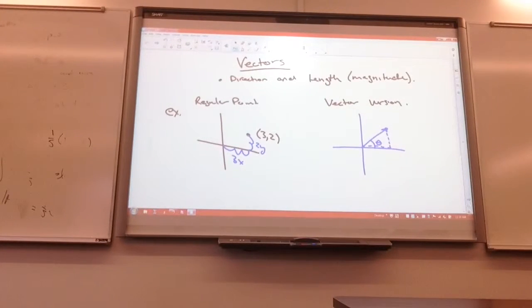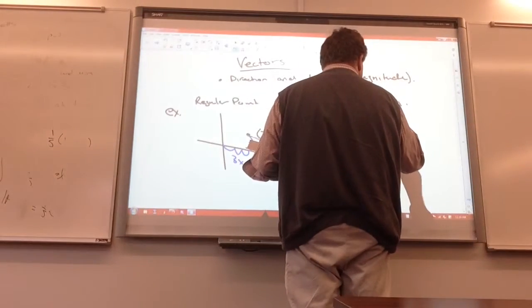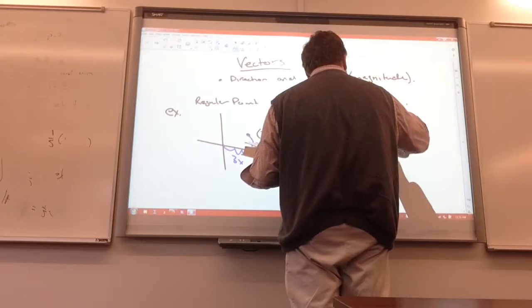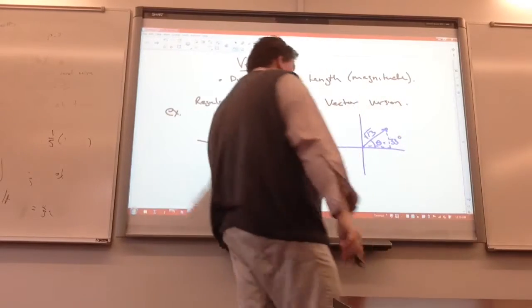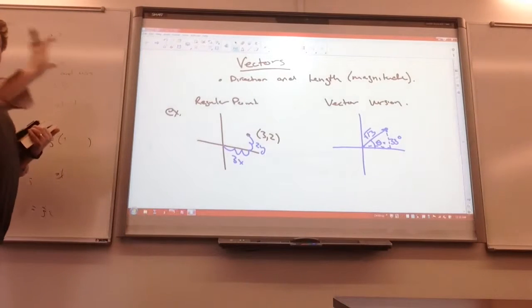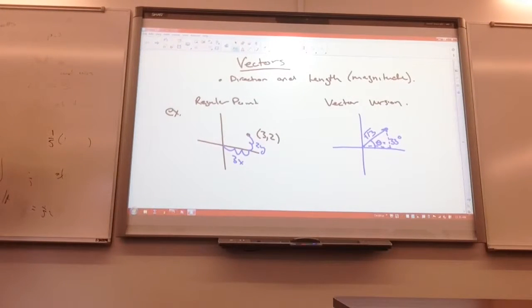Or tangent. Hang on one second. No, that would be... Okay, so this would be like 33 degrees here. And then the magnitude here would be the square root of 13. That's how long it would be. And so that point there, we could define as a vector as basically being root 13, angle 33.